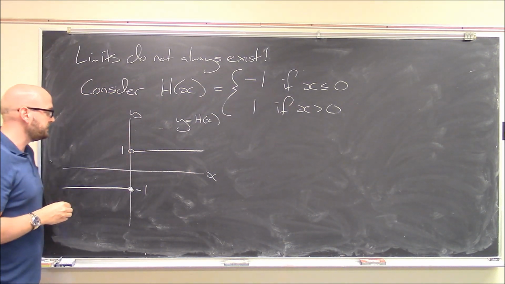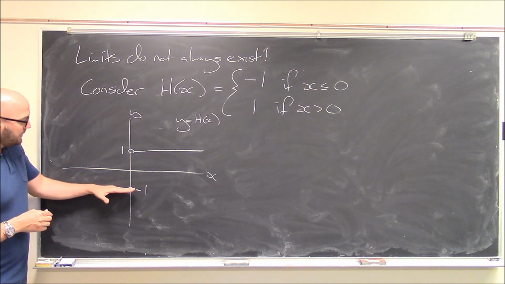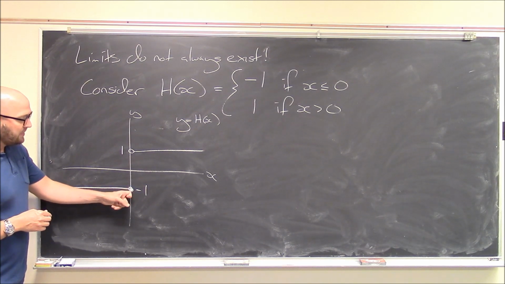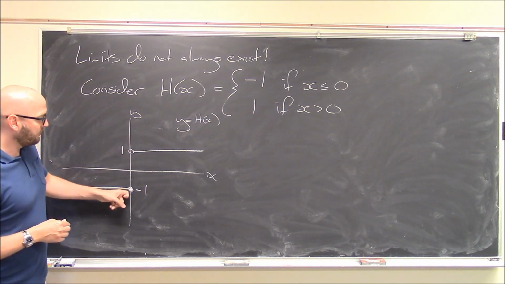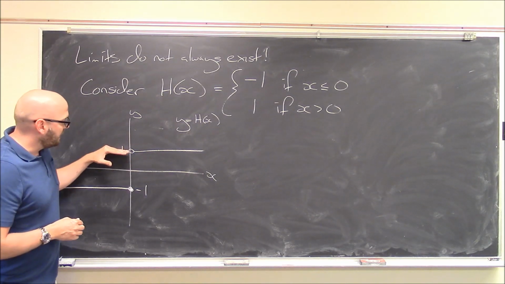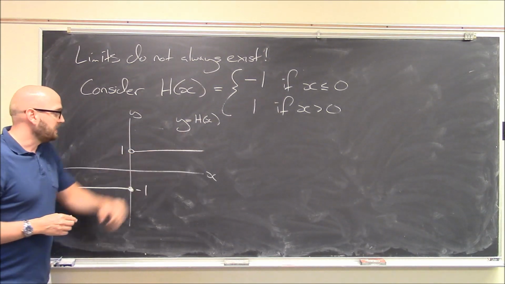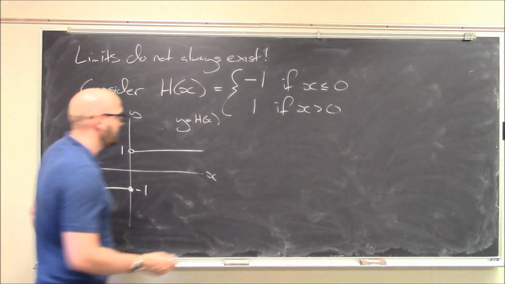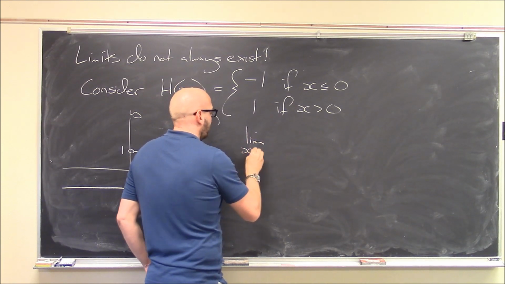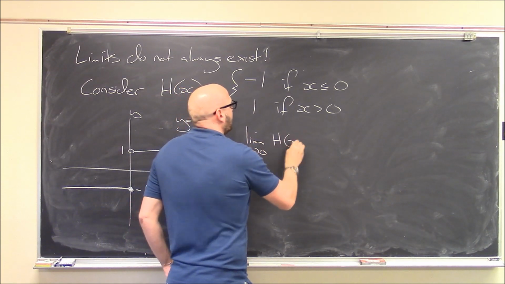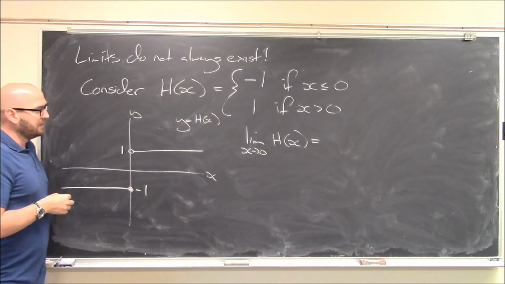So there's positive 1. So there's the graph of this function. It's negative 1 for all negative values of x. At 0, it's still negative 1, but then once x goes positive, it jumps. It jumps, so we've got this jump discontinuity, and it goes on as positive 1 thereafter. All right, so the question is, limit as x goes to 0 of h of x. What is this?